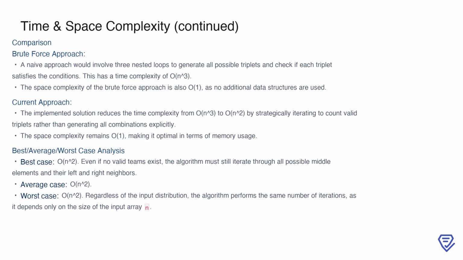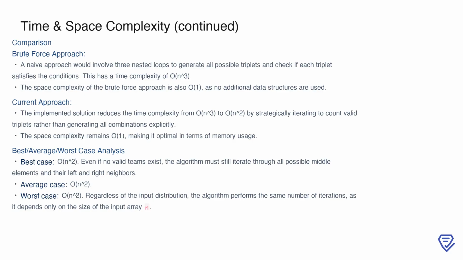To put this into perspective, let's compare the current approach to a brute force solution. A naive method would involve 3 nested loops to generate all possible triplets and check whether each one satisfies the conditions. This would result in a time complexity of n cubed, as the 3 loops iterate over the array independently. However, with the current approach, we avoid explicitly generating all combinations by strategically counting valid triplets, which reduces the time complexity to n squared. Importantly, the space complexity remains the same, O(1), for both approaches since no additional storage is required beyond a fixed number of variables.